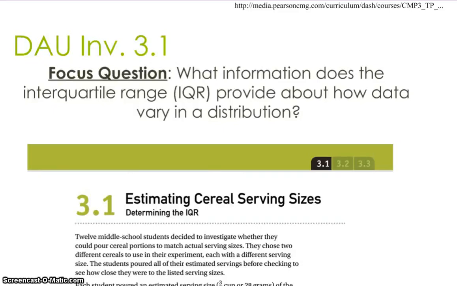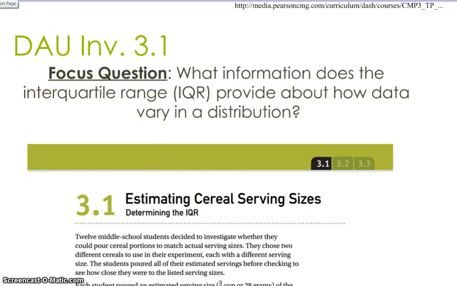Okay, today we are going to go over Data About Us Investigation 3.1, which is going to be answering the question, what information does the interquartile range, or IQR, provide about how data vary in a distribution? Essentially what we're going to be working with is the median and then two other numbers that will actually divide our data into 4 equal parts, or quartiles, so that we can effectively look at the distribution between the middle 50%.